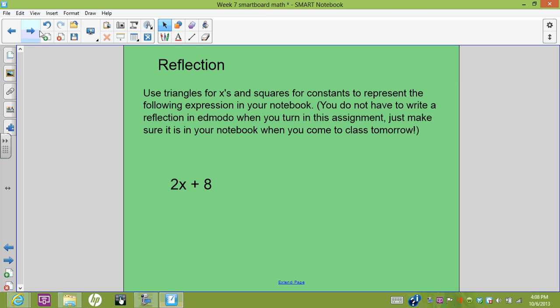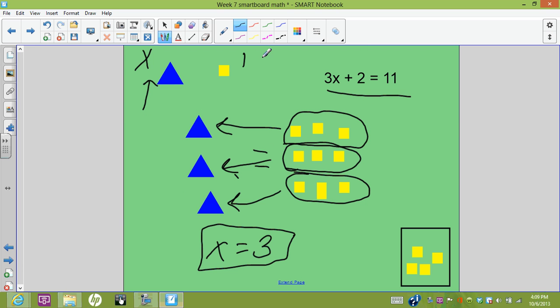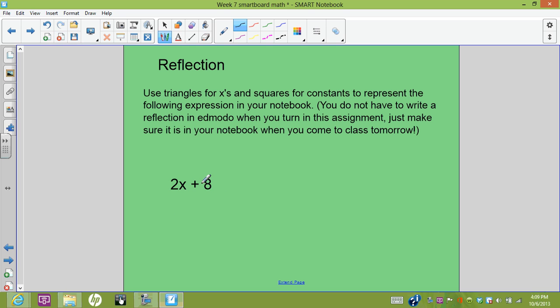Once you have rewatched it, I have a reflection for you. Your reflection: use triangles for x's and squares for constants to represent the following expression in your notebook. You don't have to do this reflection in Edmodo because you don't have squares and triangles that you can type in on your computer. But make sure that it's in your notebook when you come to class tomorrow. Notice this one does not have an equal sign, so it's a little bit different than the last one we did where we had an equal sign there. But all I want you to do is just take triangles and use them to represent x's and squares to represent each whole number. And I want to see what you can come up with in your notebook.